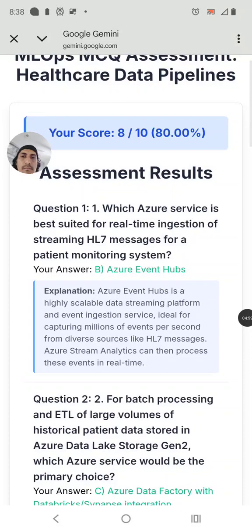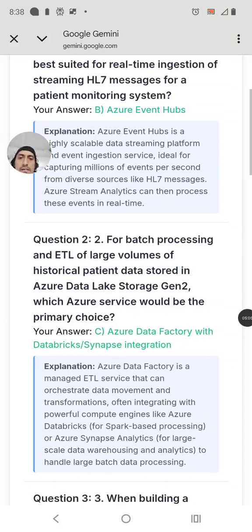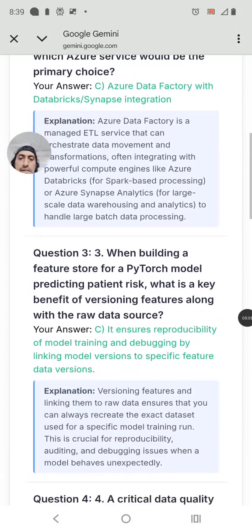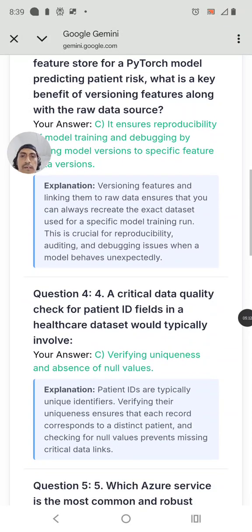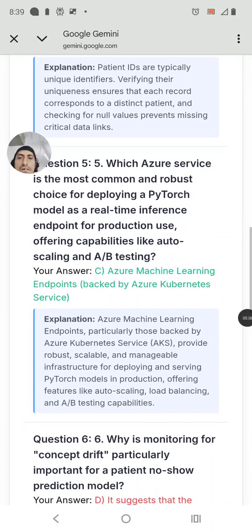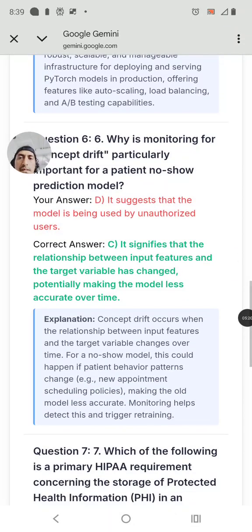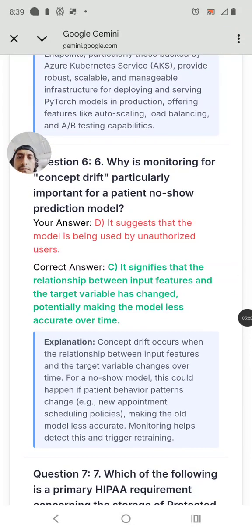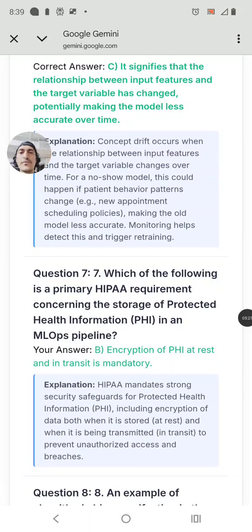So number 1, answer B. Okay, that was correct. Number 2, answer C. That was correct. Question 3, answer C. That is correct. Versioning features. Critical data quality checkpoint: uniqueness and absence of null data. Number 5, Azure Machine Learning endpoint. Number 6, the answer was C. My answer was D. See, I was not paying attention to this one. I was trying to end the test and see how it works.